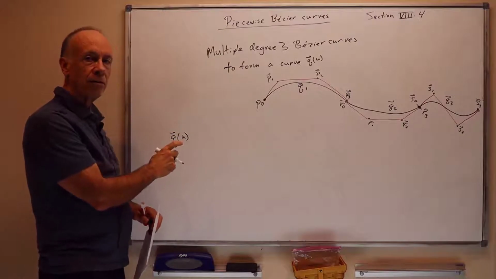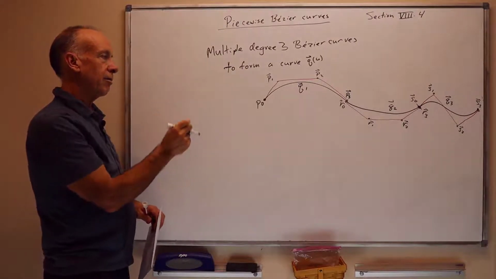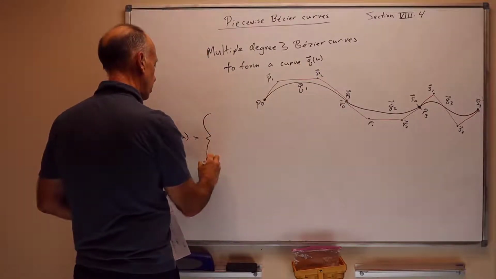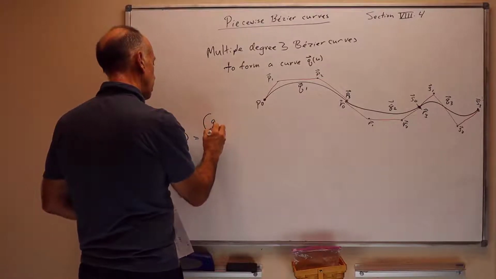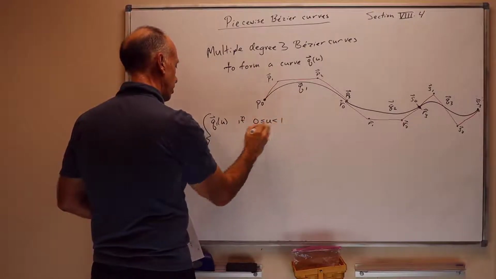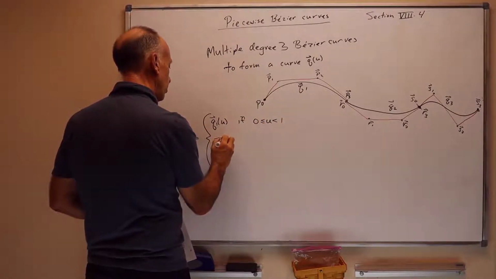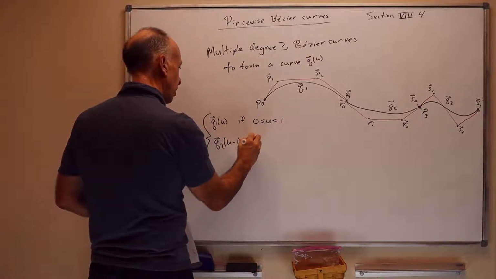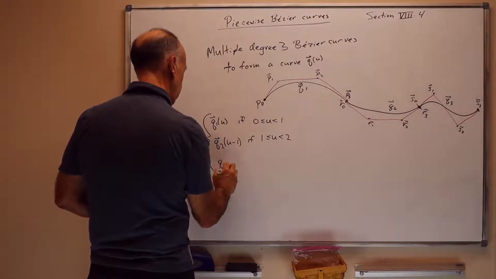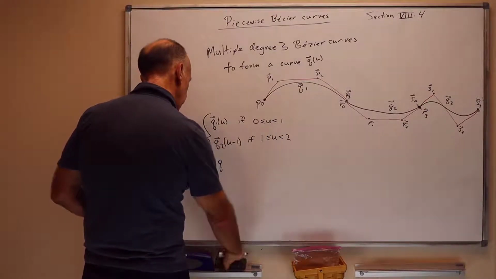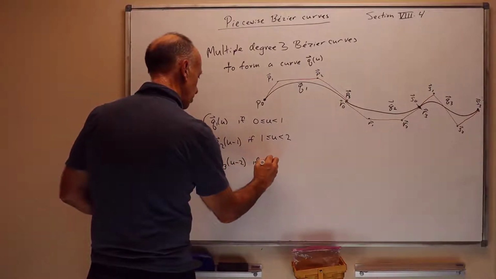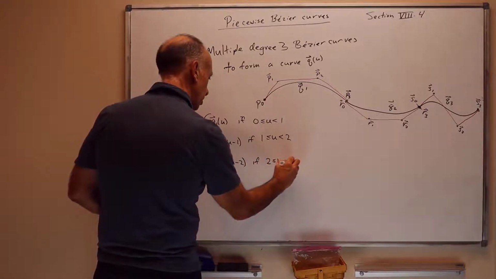The whole curve, Q of U, will have domain [0, 3], formed by sticking together Q1, Q2, and Q3. So we're defining Q to be Q1 of U if 0 is less than or equal to U is less than 1, to be Q2 of U minus 1 if 1 is less than or equal to U is less than 2, and Q3 of U minus 2 if 2 is less than or equal to U is less than or equal to 3.